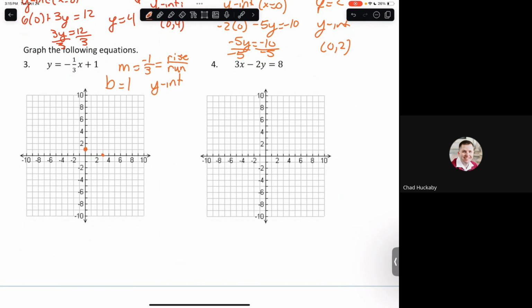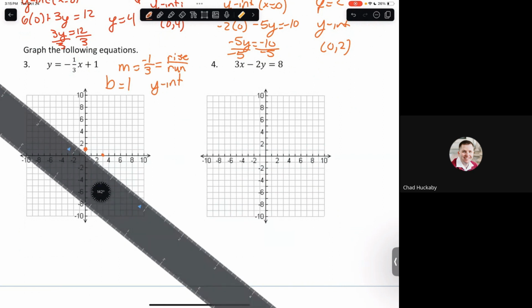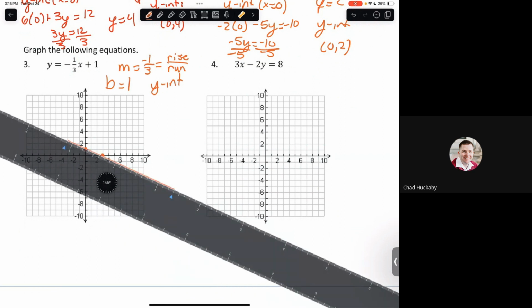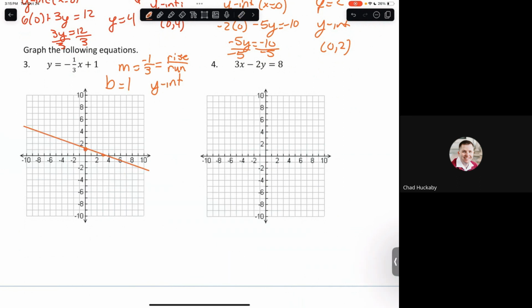And then again, we get our ruler out. Let's see. It may not be perfect, but it's pretty close. Questions about that one? No, sir.